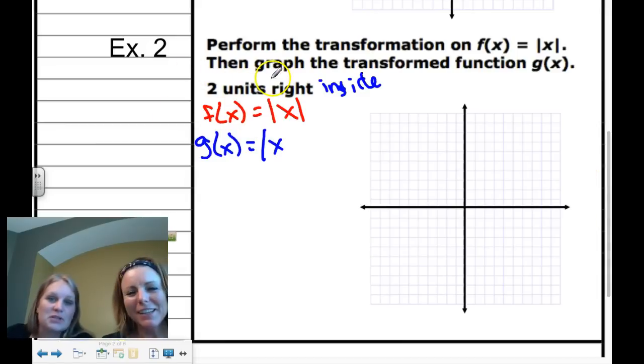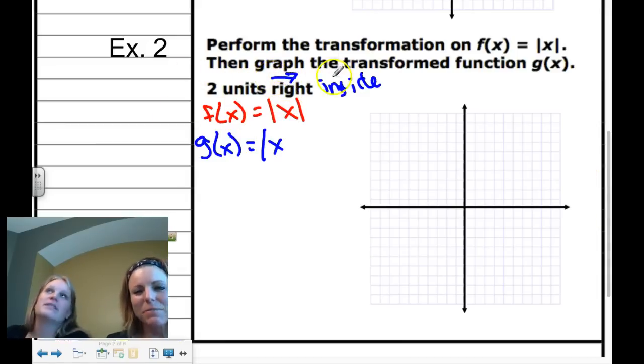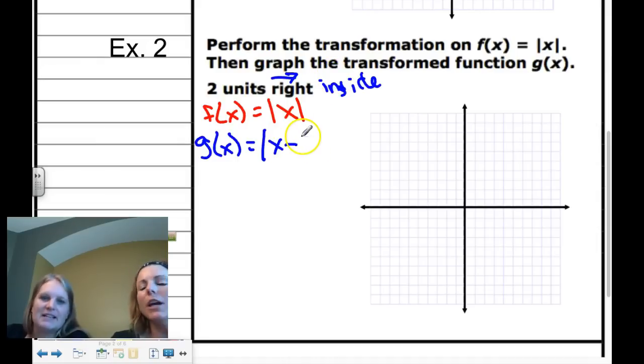Okay. So 2 units to the right would mean this way. Normally you would say plus, but it's opposite of what you think. You just got to remember that. I know it gets confusing, but it's opposite of what you think.